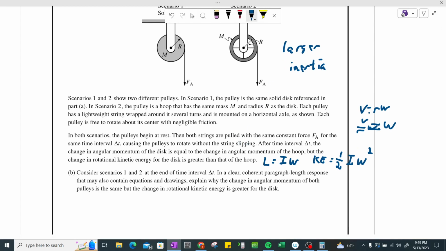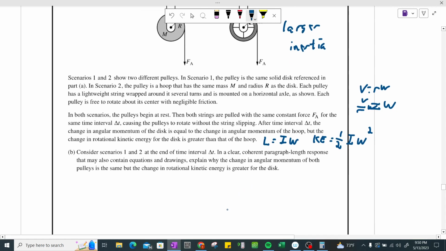So just kind of going back to the question here. So same constant force for the same time interval. We know the hoop is going slower than the disk. Just kind of think about how we're going to reason through this. After that, the change in angular momentum of the disk is equal to the change in angular momentum of the hoop, which makes sense because, let's see. Okay. So what's going to happen is if the hoop has a larger inertia, has the same change in momentum, it has to have a lower change in angular velocity, which means that since the angular velocity is squared, that'll have a larger impact than the increase in inertia.